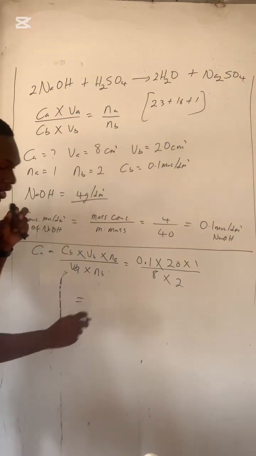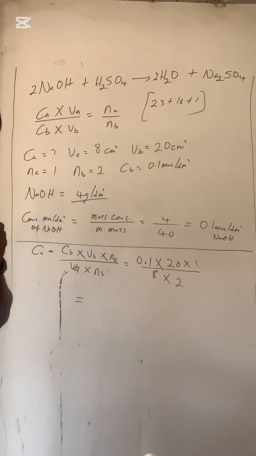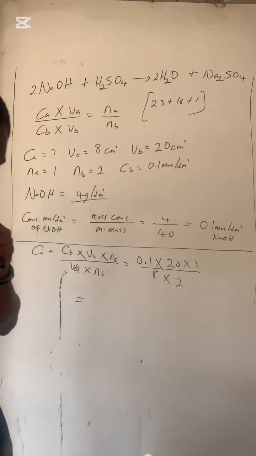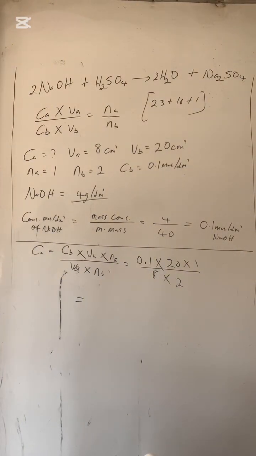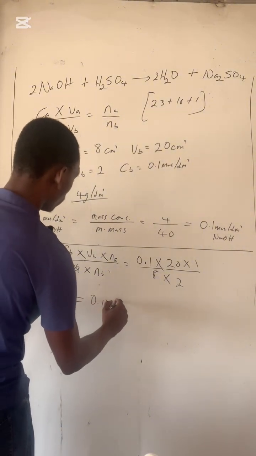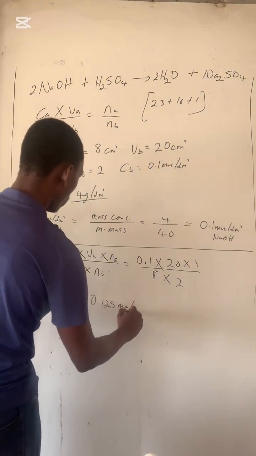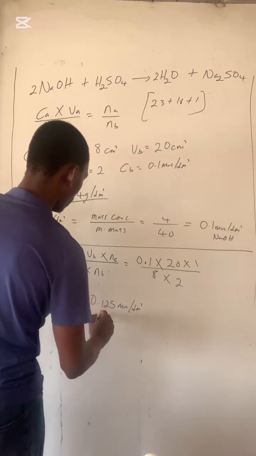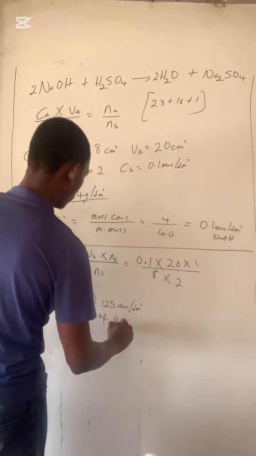So let's simplify that. 0.1 times 20 gives us 2, and 8 times 2 gives us 16. So 2 divided by 16 gives us 0.125 mole per dm³ of the acid, H2SO4.